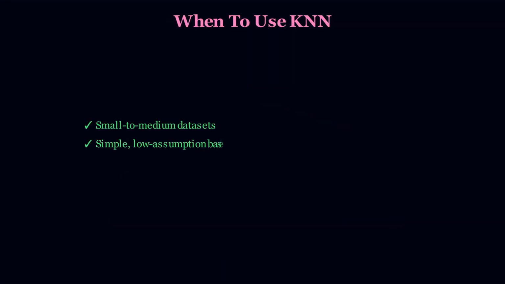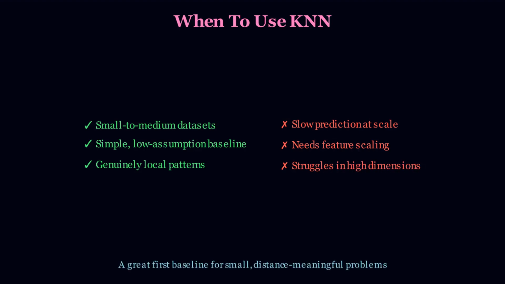KNN shines on small to medium datasets with clean, meaningful distances. It has almost no assumptions, and it's a great baseline to try first. It's slow at prediction time. Every prediction scans the whole training set. And it needs scaled features or the whole distance calculation falls apart. For quick baselines and genuinely local patterns, it's still worth reaching for.